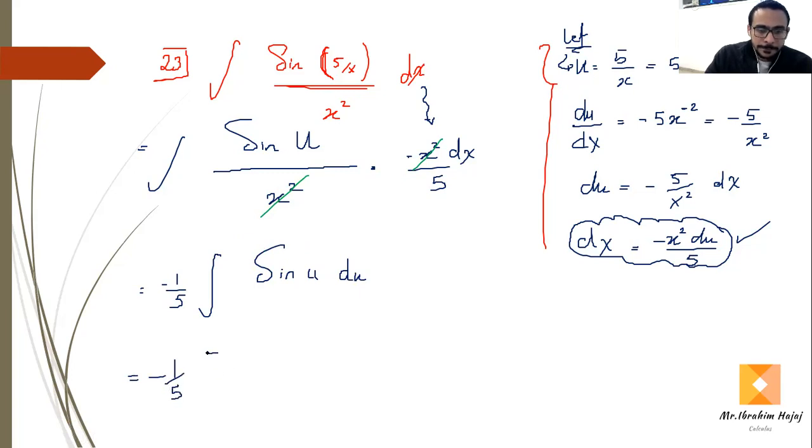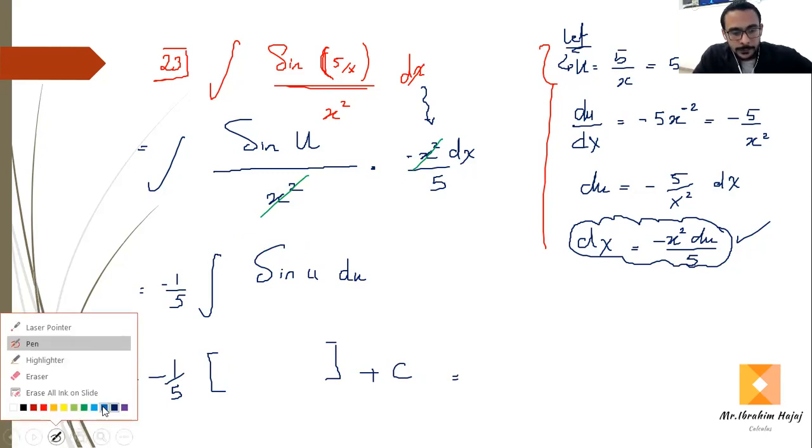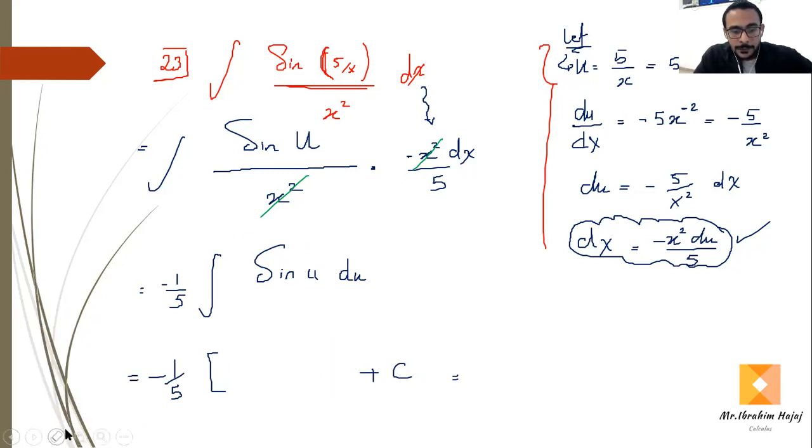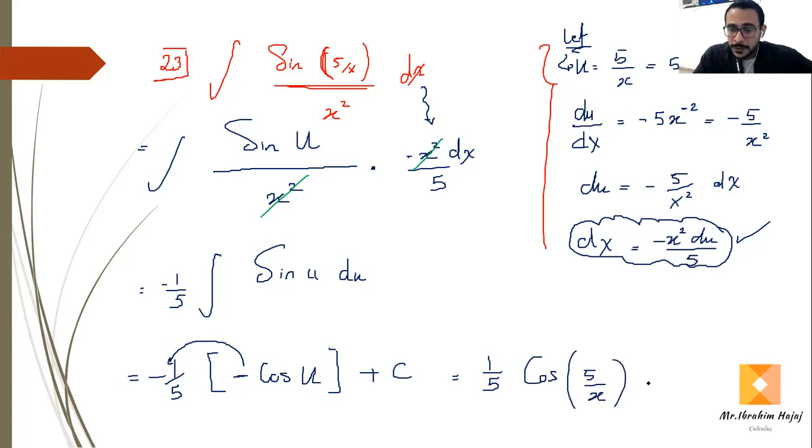The integral of sine u is negative cosine u, plus C. So it becomes 1 over 5 cosine, negative times negative is positive, 1 over 5 cosine u. And u was 5 over x, plus C.